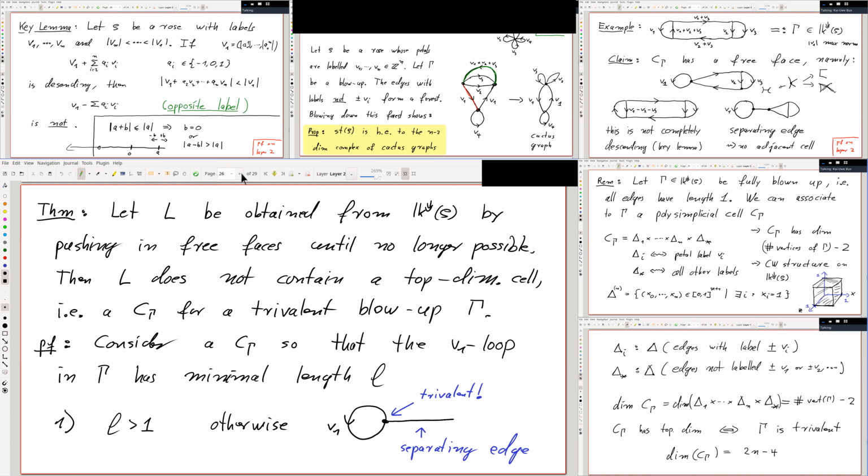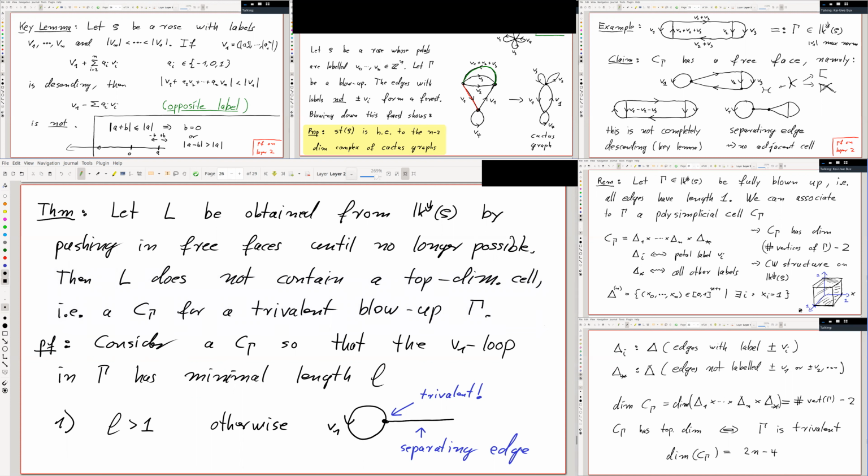So let L be the complex that I just talked about. You start with a completely descending link, and you push in free faces until you don't find a free face to push in anymore. So the claim is that this complex L, by the way, that may depend on the order in which you pushed in faces, does not contain any top dimensional cell. So a 2n minus 4 dimensional cell, or equivalently, and that's what we're going to use, a cell indexed by a graph gamma, by a blow-up, where all the vertices are trivalent.